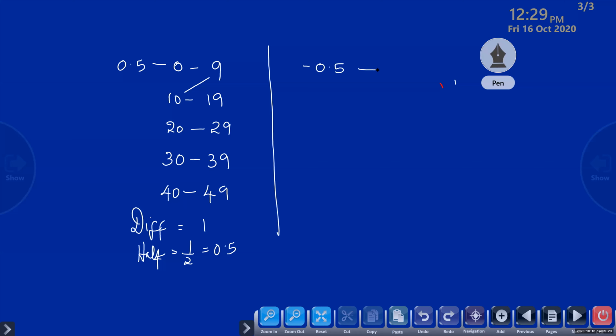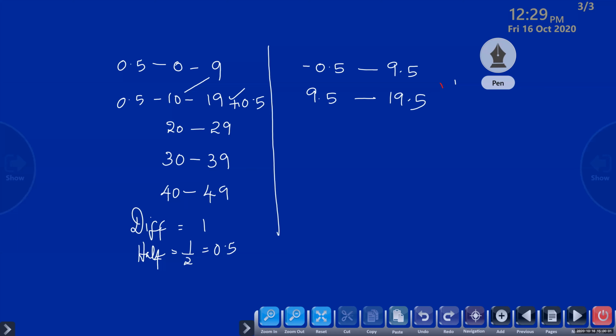0.5 minus negative 0.5, 9.5. What will be this second class? Subtract 0.5 from 10. So what is the answer? 9.5. And add 0.5 with 19. 19 plus 0.5. 19.5.